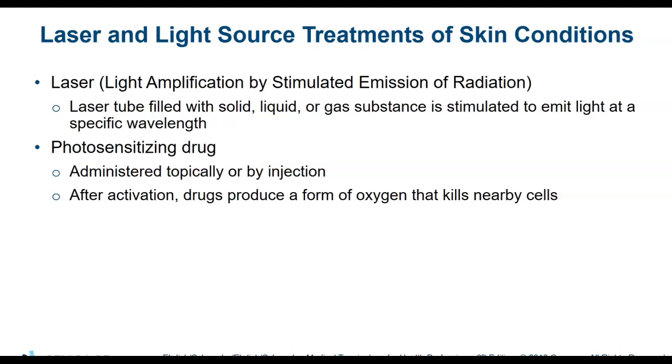Photosensitizing drugs, you can give them topically, which means put them on the skin, or by injection. After activation, the drug produces a form of oxygen that kills nearby cells.